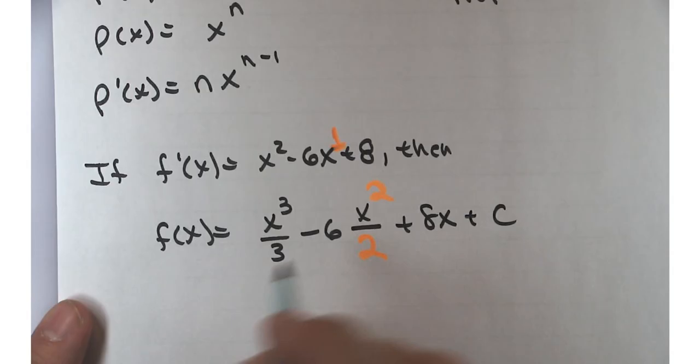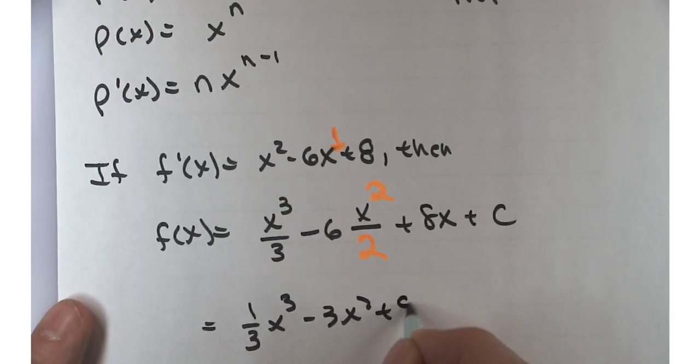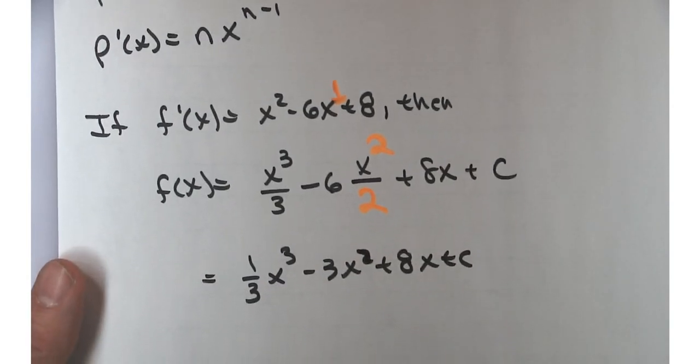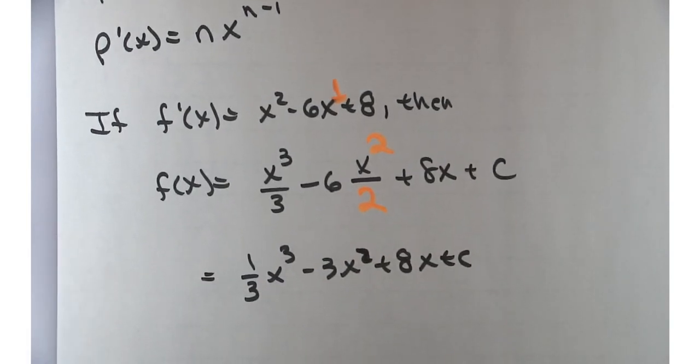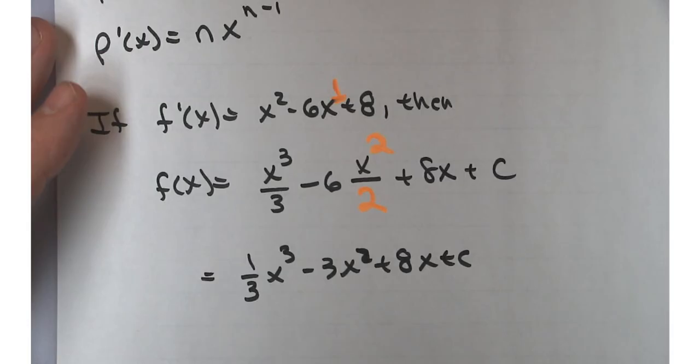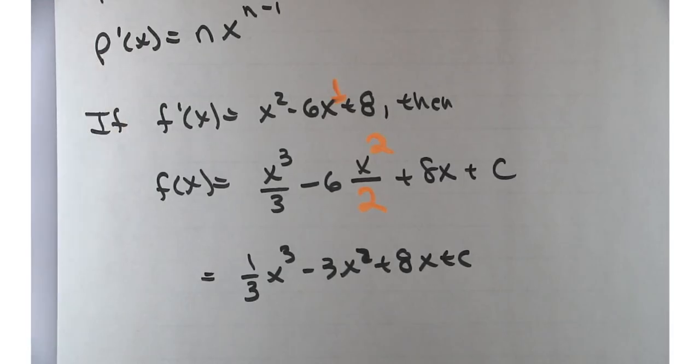2 goes into 6 3 times, so I'll rewrite that as 1/3 x to the 3rd minus 3x squared plus 8x plus c. There you go. So a nice problem so that when you differentiate it, you've given your students something that they can easily work with and factor, rather than some ugly quadratic equation where you're going to use a quadratic formula to find its roots. So, yay. That's where we're headed with this kind of stuff.